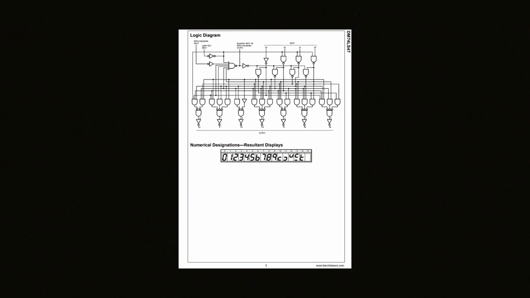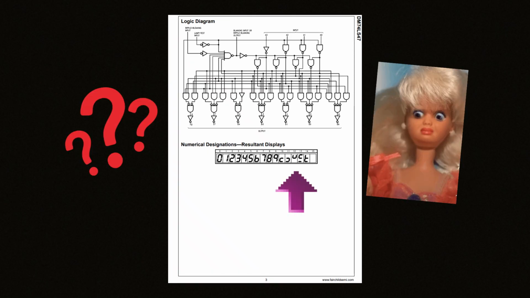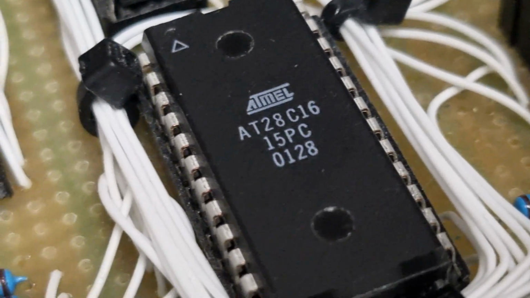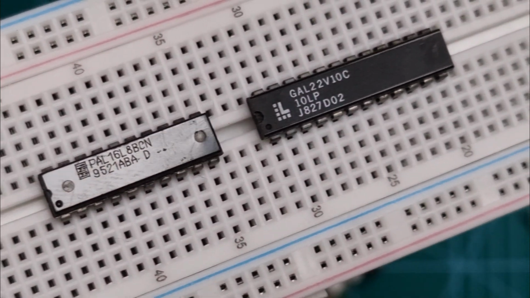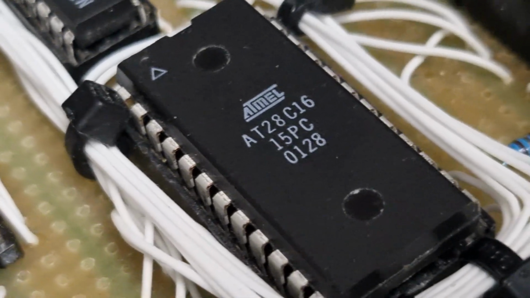Anything above that is just a mess of undefined outputs. Like, what is this? Using an EEPROM gave me full control over each digit, and let me keep the design simple and flexible. Maybe someday I'll revisit this with a GAL or PAL chip, something programmable, but more compact. But for now, the EEPROM does the job just fine.